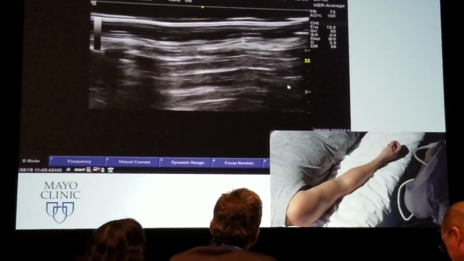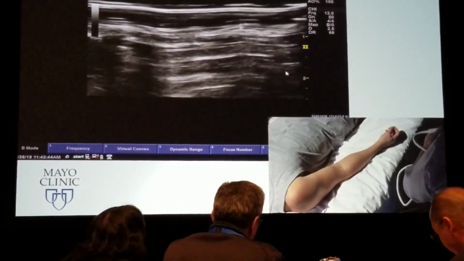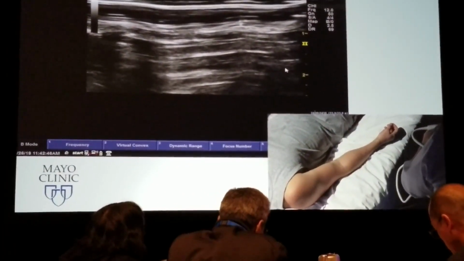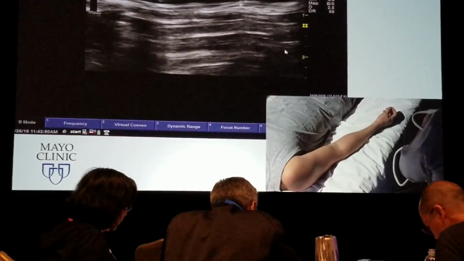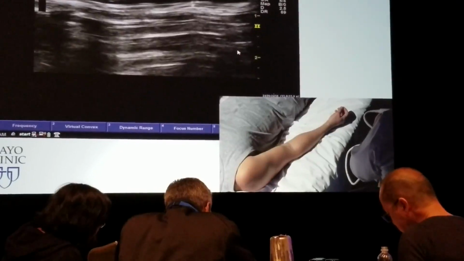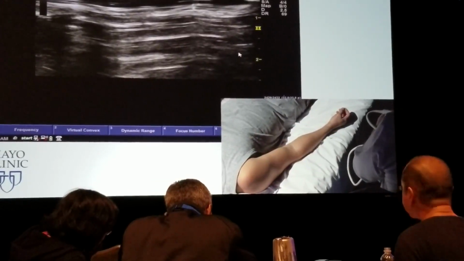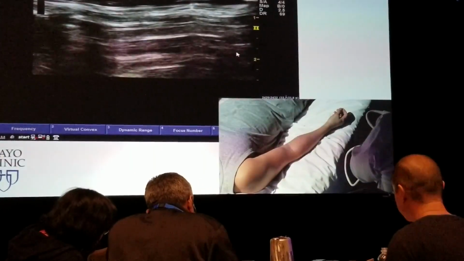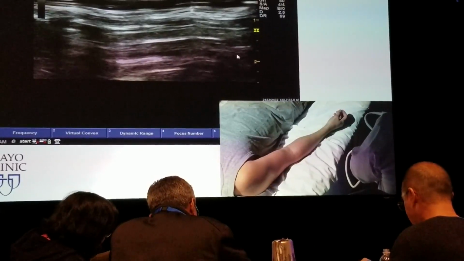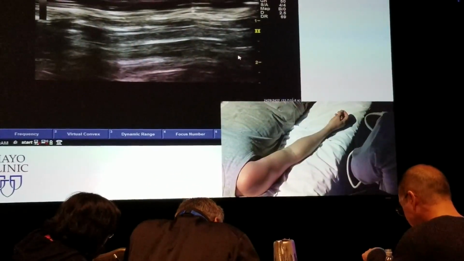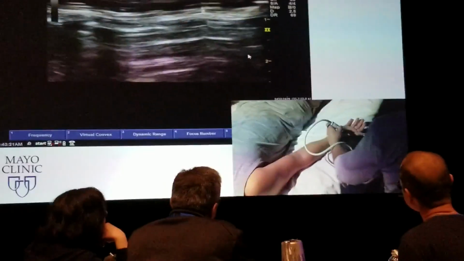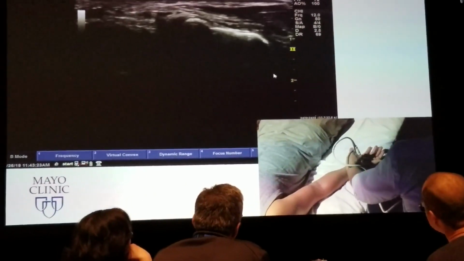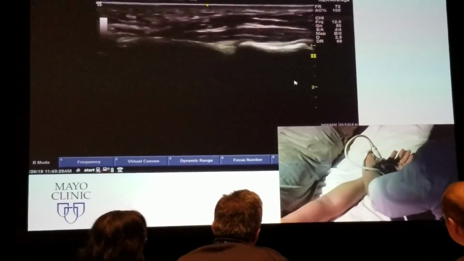And when you're first getting started doing this, what I would suggest is you pick, in any area that you're going to scan, a very easy to identify anatomical landmark that will orient you to what you're looking at. Because when you first start, it just looks like a bunch of gray mush, and you're not really sure what you're looking at. The anatomical landmark I like to start with is the pisiform bone.